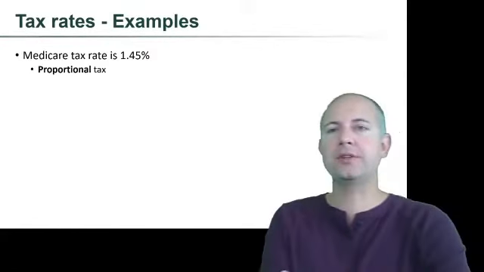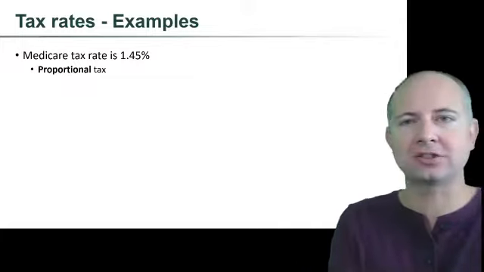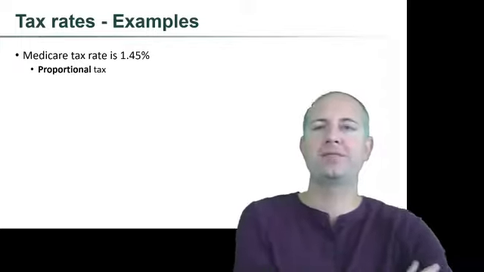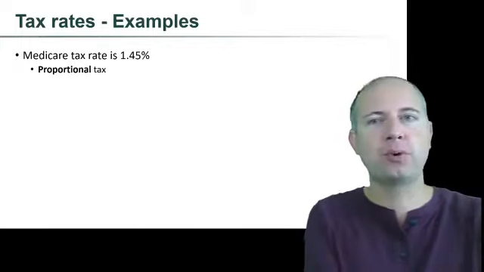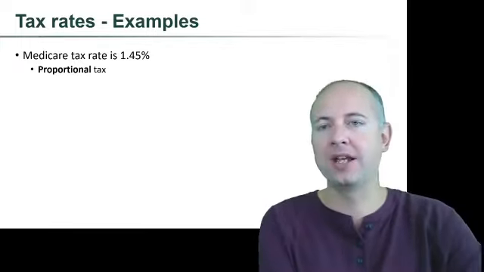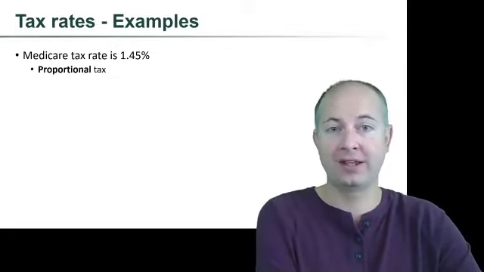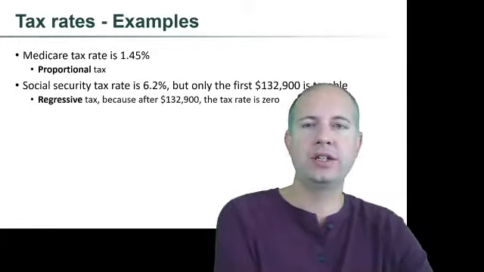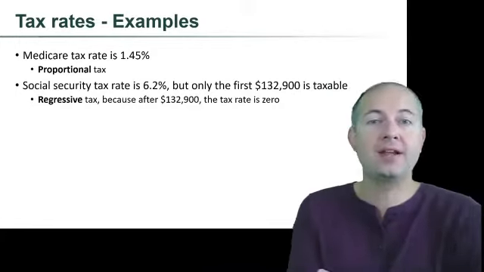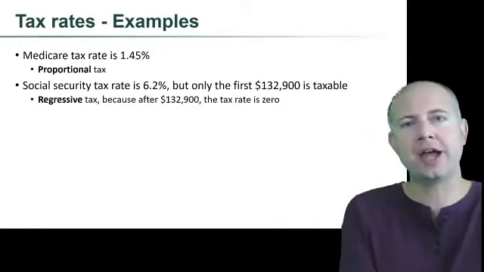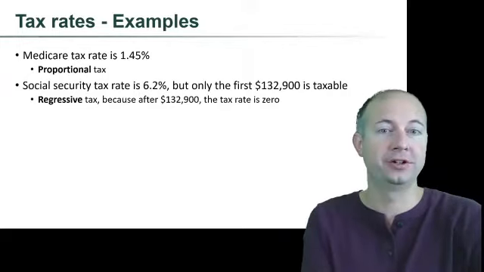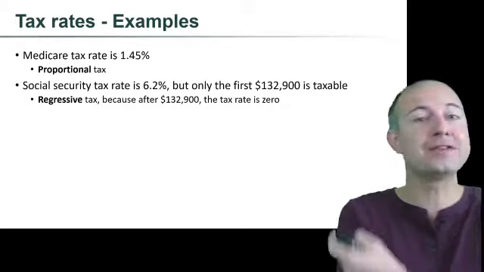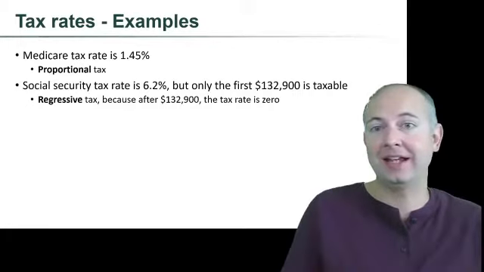So a couple other examples of taxes. The Medicare tax rate, this is one of those payroll taxes, is 1.45% of your income. That is a proportional tax because you pay 1.45% whatever your income is. Social Security is 6.2%, but only the first $132,900 is taxable. So if any of you have had a very good summer job, you may have noticed that towards the end of the year you had to stop paying it.